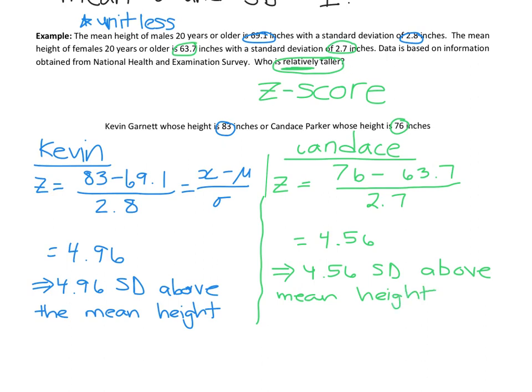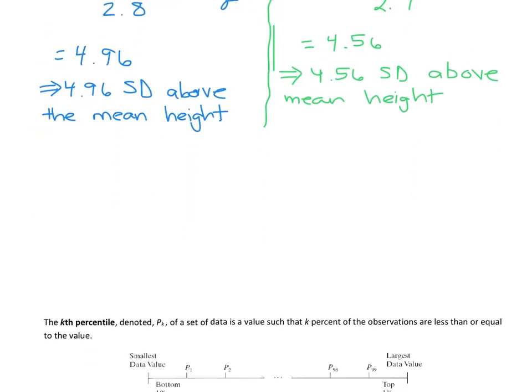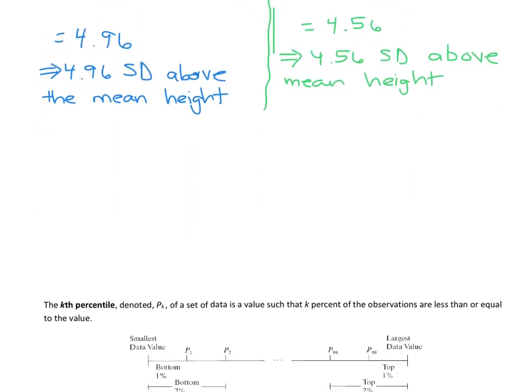All right, so we can see who's relatively taller just on this information, right? We see that this z-score for Kevin is higher, so that means he's taller. All right, and we can sketch out a quick distribution.